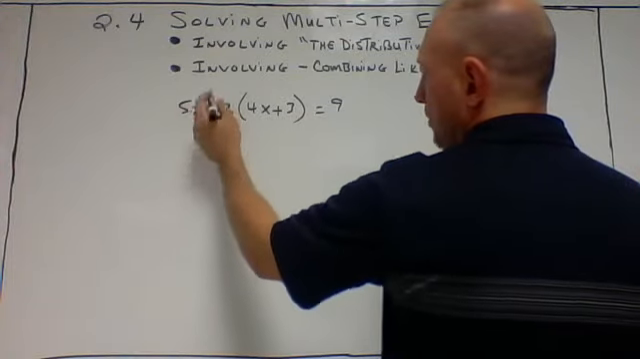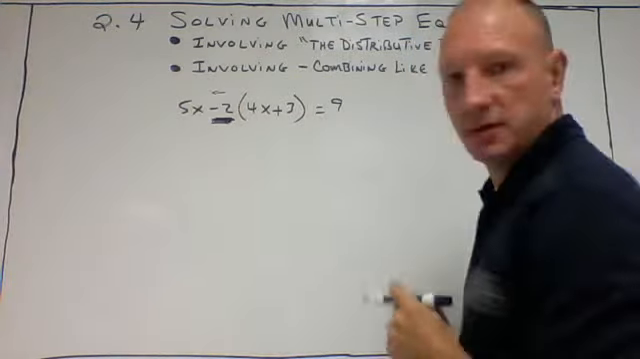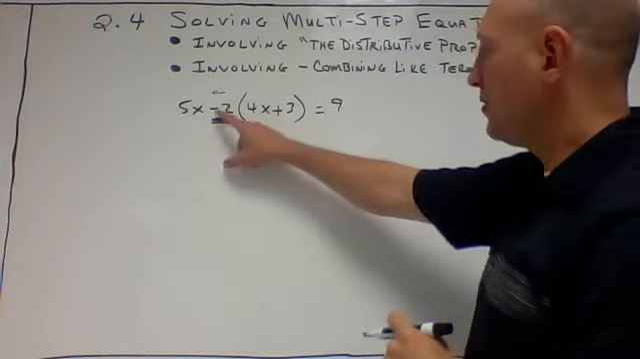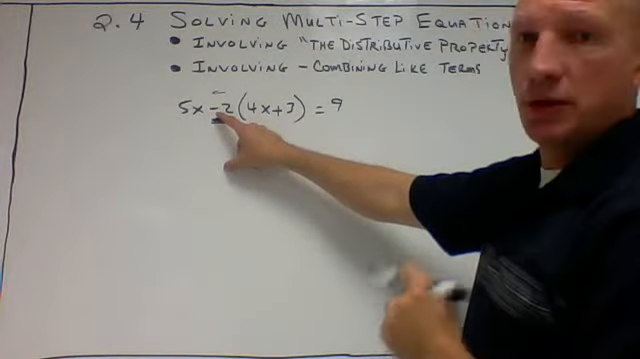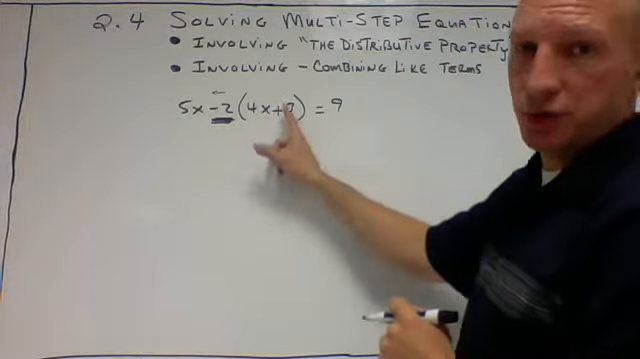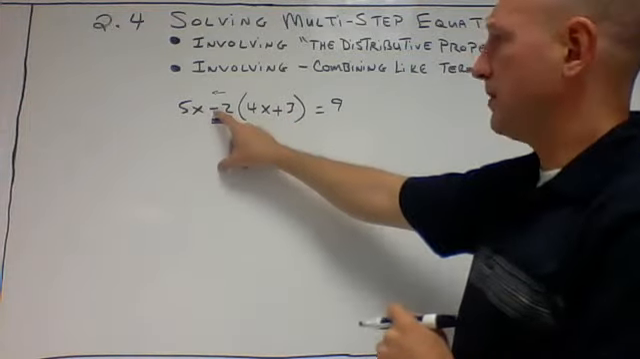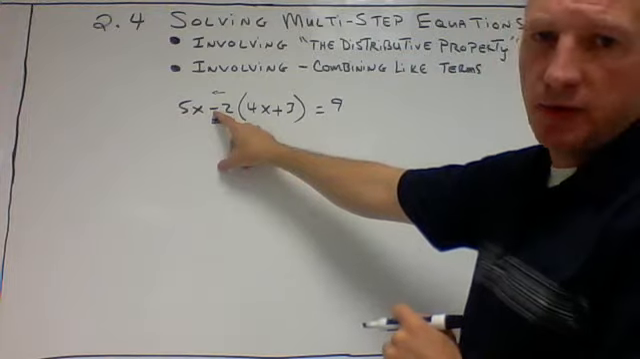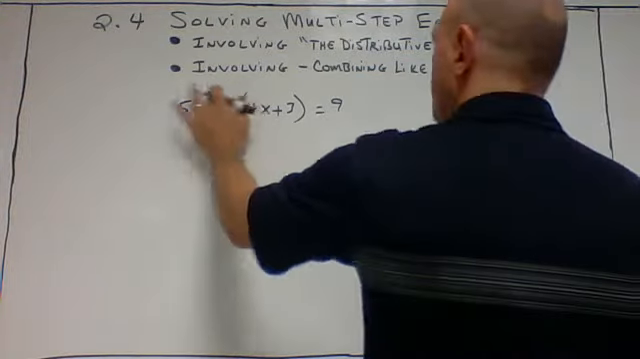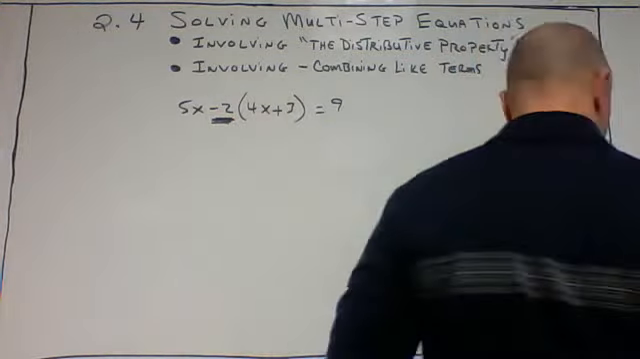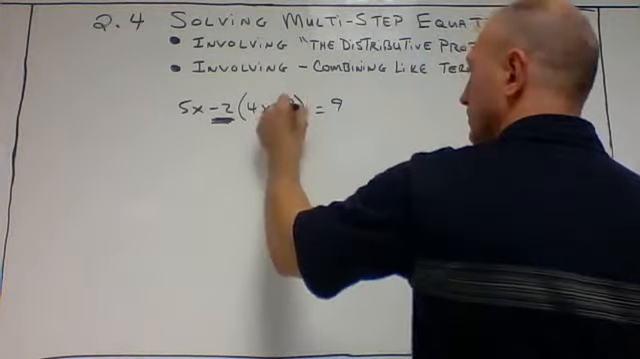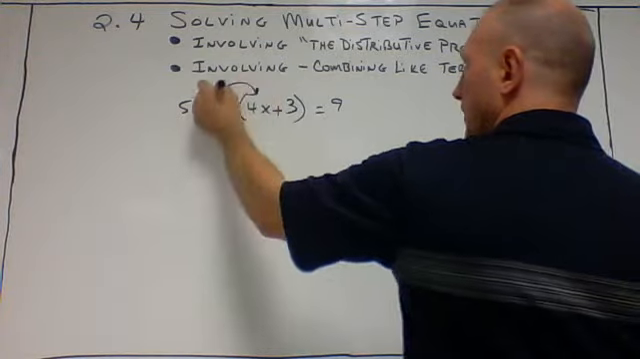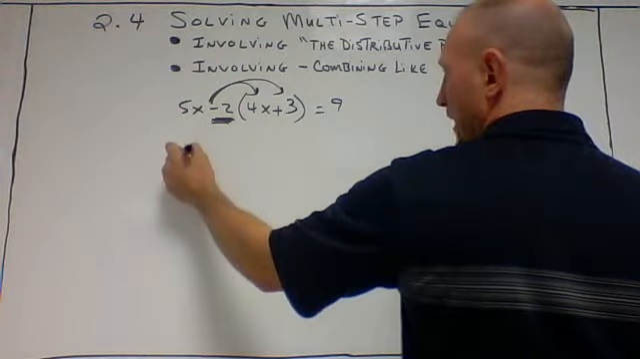And when you distribute, always look to the left of the number, and you're going to see here that that's a negative 2. So if that's a negative 2, I have to include the negative with the 2 when I distribute. It's a little bit more difficult to keep your signs right if you don't do that. All right. So I distribute negative 2, and I just bring down the 5x.